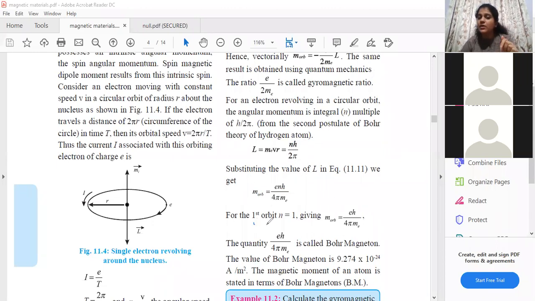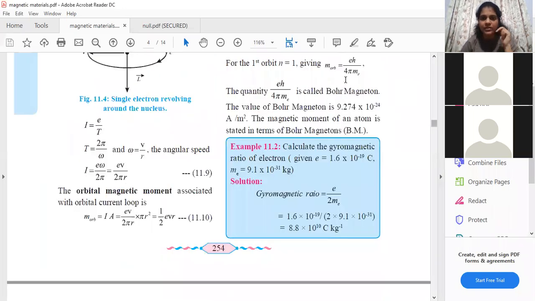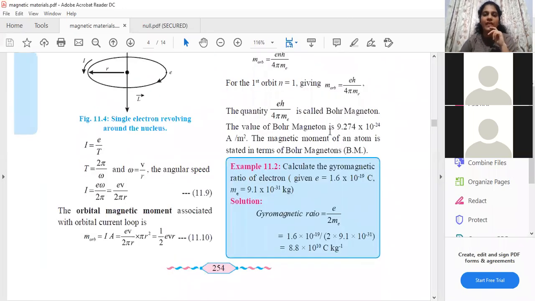Now, if we are talking about the first orbit, we all know the quantum number n is going to be 1. So here, instead of n, we'll put 1. Okay, fine. And one more point to remember, that you all can mark down. Very important, this last part that is there. The quantity eh upon 4 pi me is called the Bohr magneton. Okay, students, Bohr magneton. Bohr magneton is a unit for your magnetic moment.